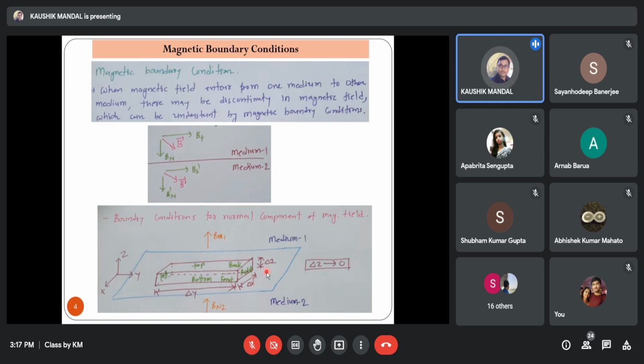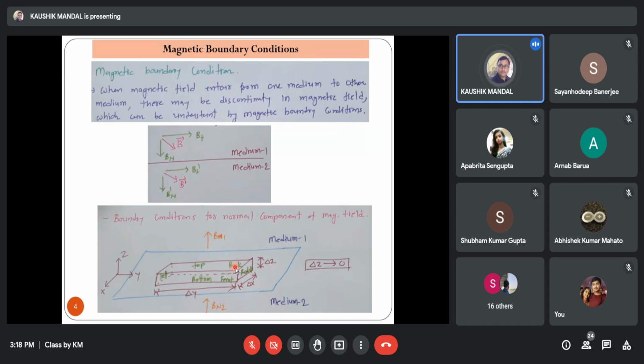volume, you can find a total of 6 surfaces: left surface, right surface, top, bottom, and this front surface and the back surface. It is the same thing we discussed during the discussion of boundary conditions for the magnetic field. On the interface of the two media, we considered a very small elementary volume with a very small thickness. That's why we considered del z tends to 0.